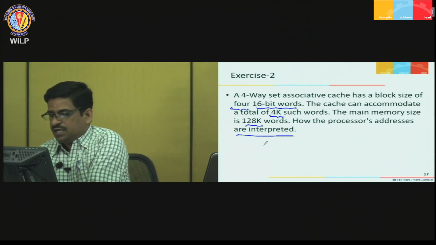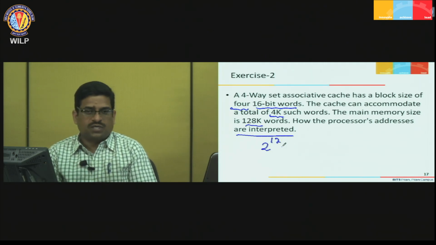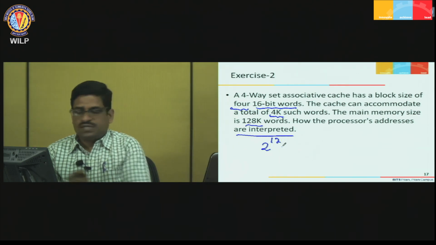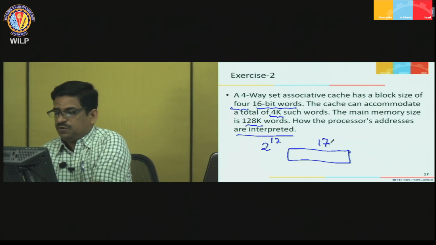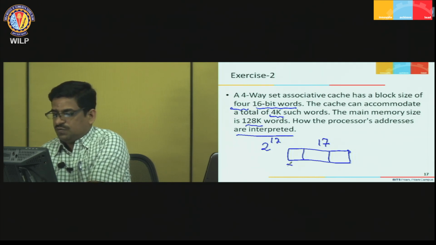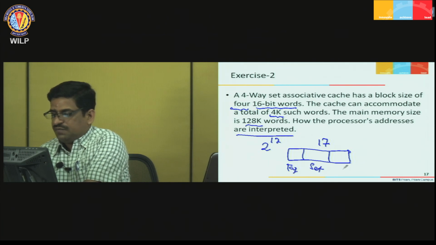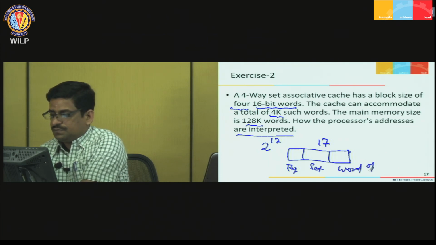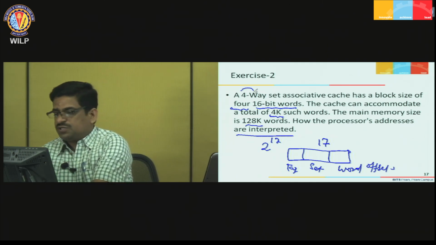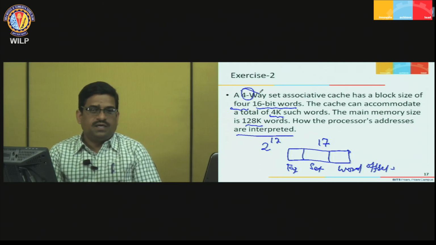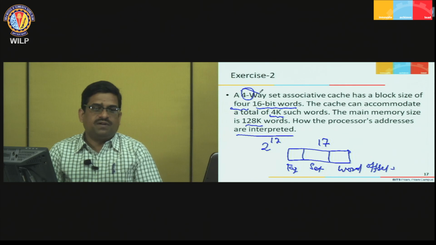Let me give a hint. 128k means 2 power 17 words in total, and let's say the memory is word addressable. In that case 17 is the address size. Now for 4-way set associative, there will be a three-way split: one is tag, one is set, and one is word offset. For 4-way set associativity, you have to calculate the number of lines in the cache, then divide into sets, find how many sets there are, and then identify the number of set bits in the address. The remaining bits will work as the tag.